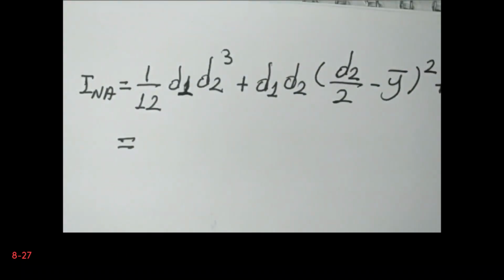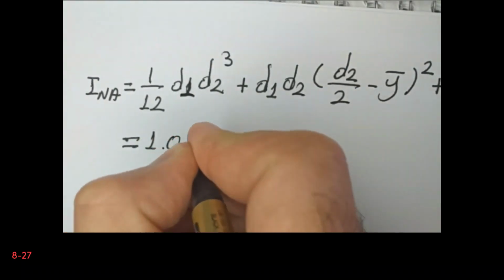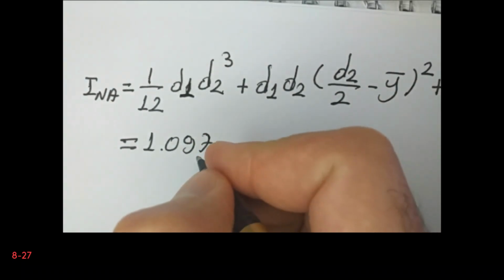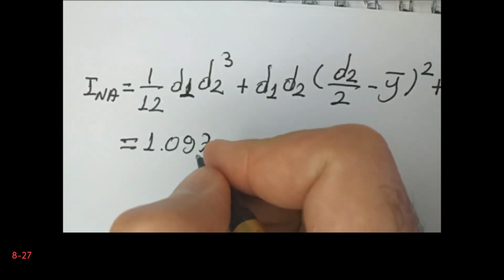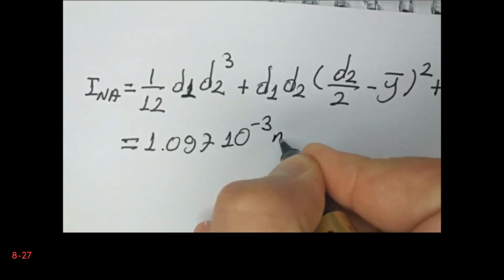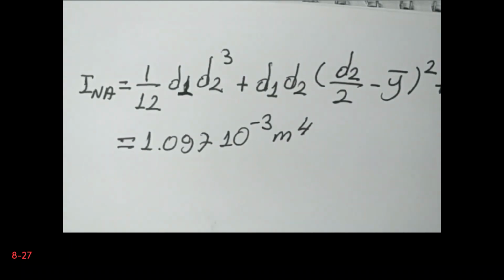The value that we have is 1.097 times 10 to the power minus 3 meter to the power 4. So this is the bending moment of inertia. Now what we need to do is to calculate the bending moment. In fact, let me draw the cross section again.